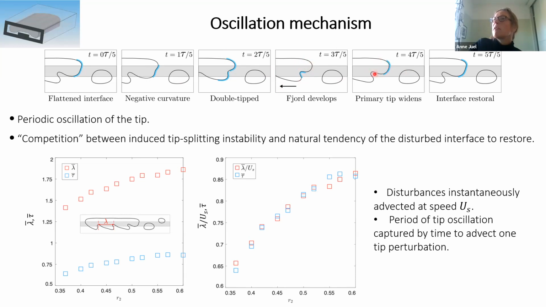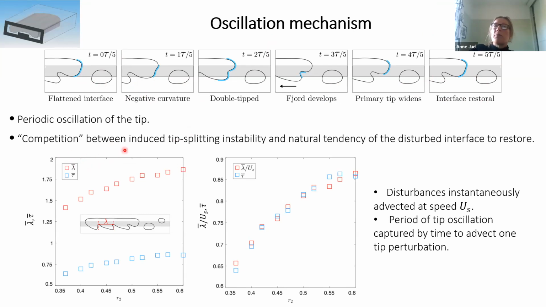and then you get the primary tip that widens again and restores itself to its original conformation. And so that gives you essentially an oscillation of the tip that is simply due to the presence of the middle bubble. So the question is really, we can see exactly what creates the perturbation of the tip, but now what is involved in restoring the interface? So what makes this an oscillatory mechanism?